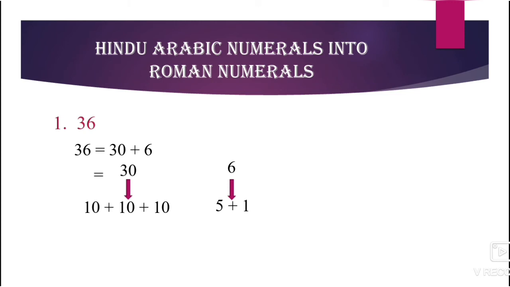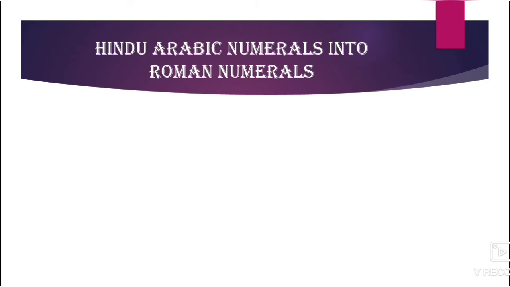We know that the Roman numeral for 10 is X. So, X, X, X, and the Roman numeral for 5 is V, and the Roman numeral for 1 is I. So, the Roman numeral for 36 is XXXVI.